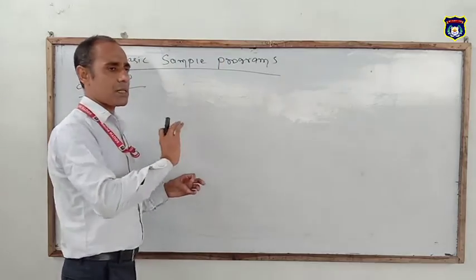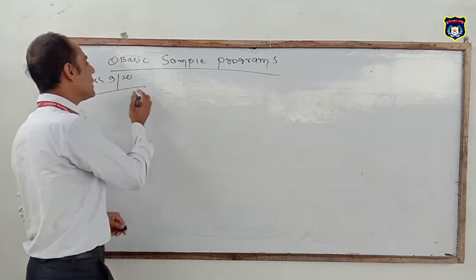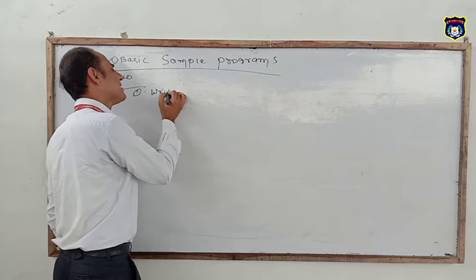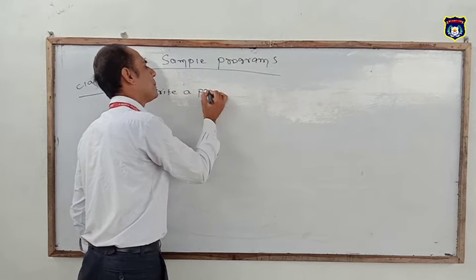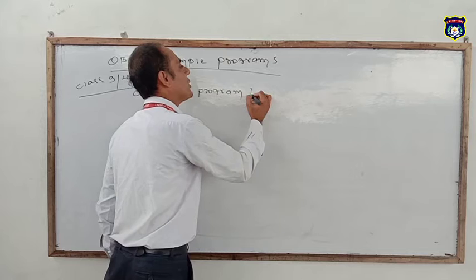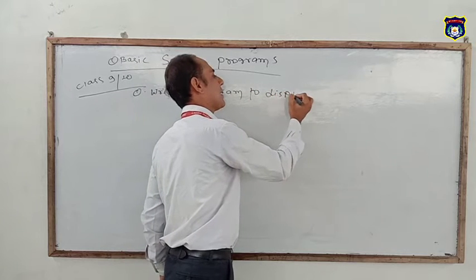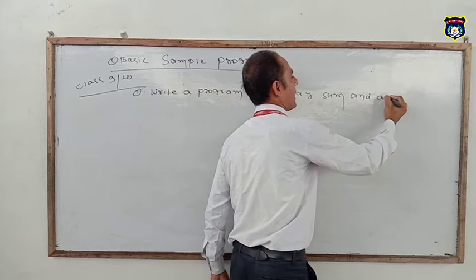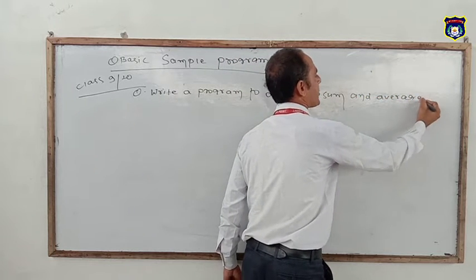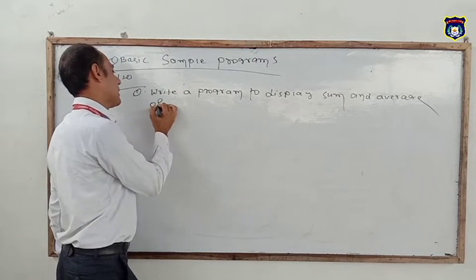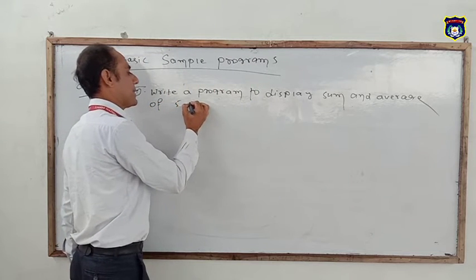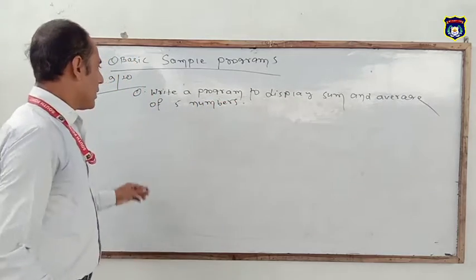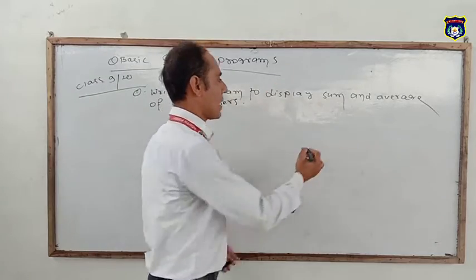So now we are going to discuss the simple program. How can we design a simple program? Simple example, question: Write a program to display the sum and average of 5 numbers. This is the simple program. Write a program to display the sum and average.